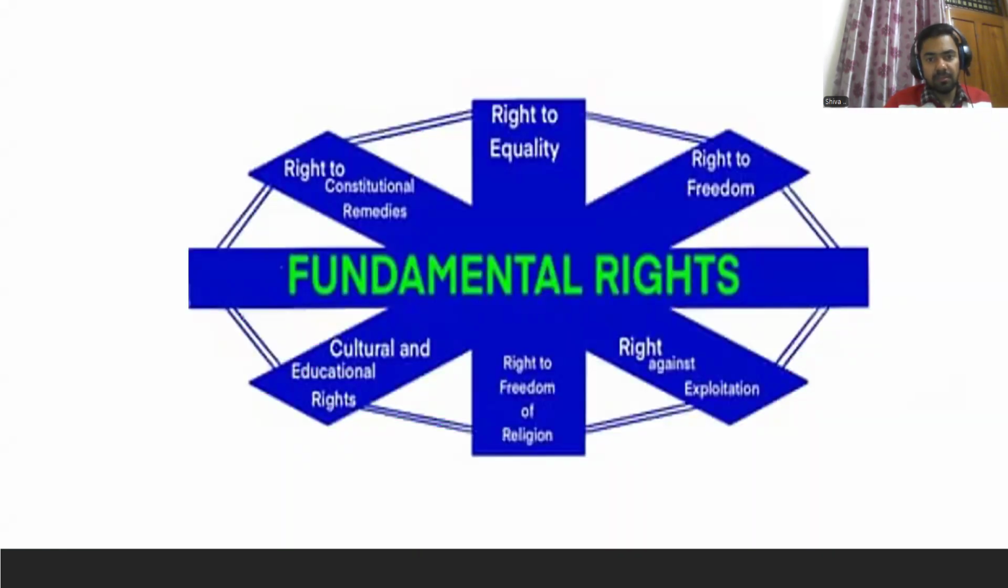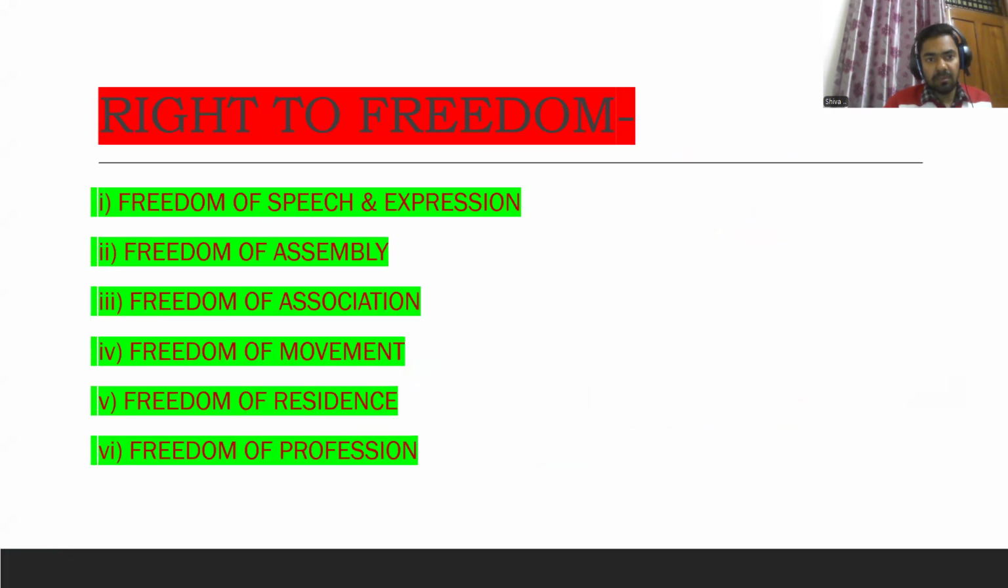Fundamental rights. Types of fundamental rights. So if we talk about the right to freedom, under the head of right to freedom, there are again 6 rights. They are the sub parts of it. Freedom of speech and expression, freedom of assembly, freedom of association, freedom of movement, freedom of residence, and freedom of profession.